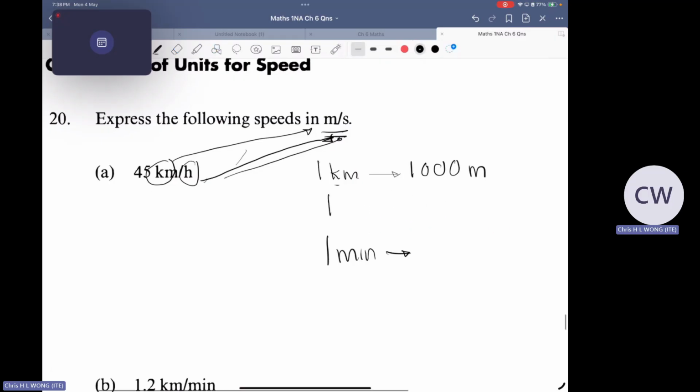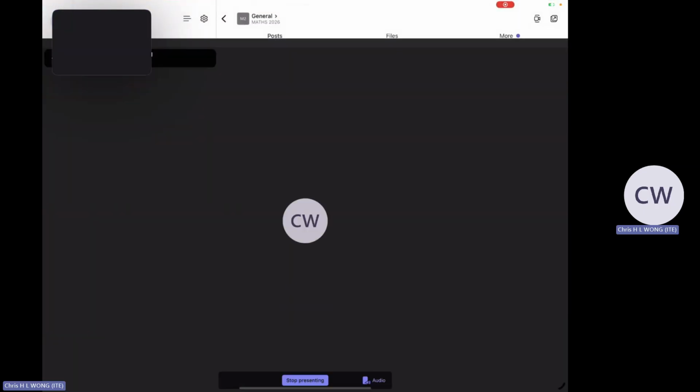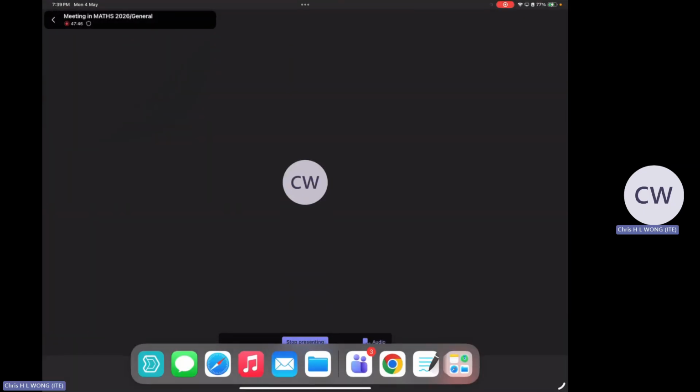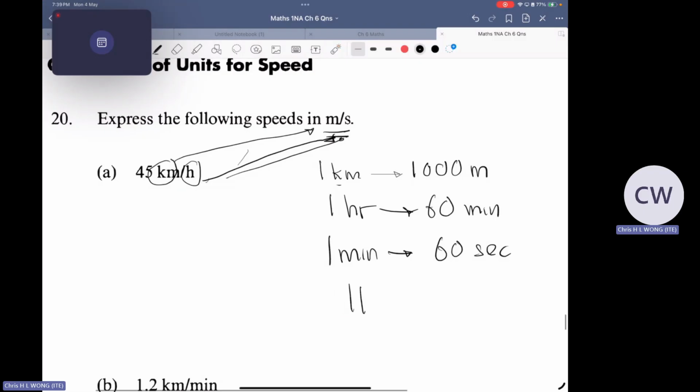Take this 1 hour, 60 minutes. 1 minute, 60 seconds. You are going to convert 1 hour to second. So you need to times 60 times 60. So you have 1 hour, 1 hour will give you 60 times 60, which is 3,600 seconds.